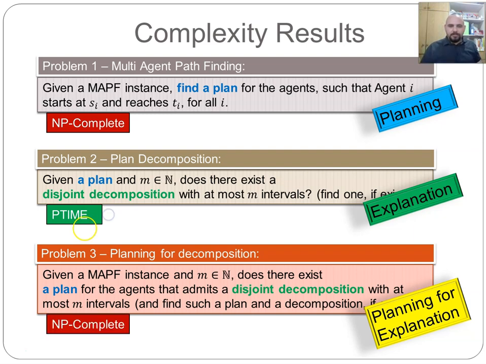Now, planning for decomposition, or planning with decomposition in mind, is obviously also NP-complete because it's harder than multi-agent pathfinding in general. Interestingly, it's much harder in a sense, in that even if the number of agents is fixed, it still remains NP-complete. And the reason for that is that it actually forces you to find disjoint paths in graphs, which is also an NP-hard problem for restricted cases. So this is a much harder problem.